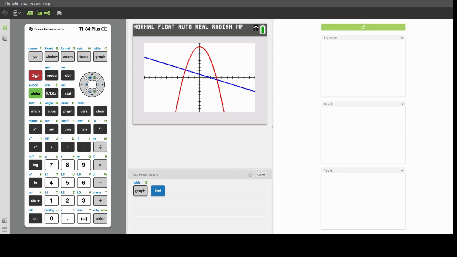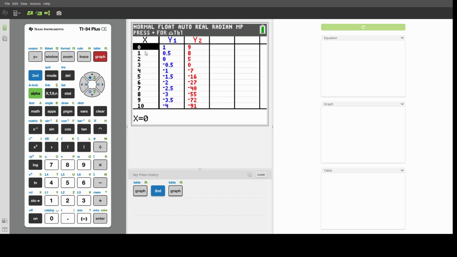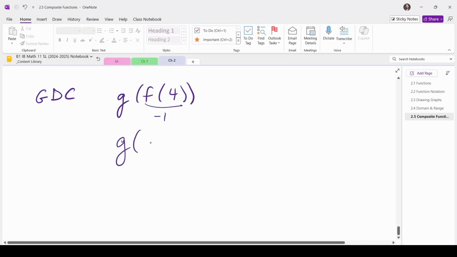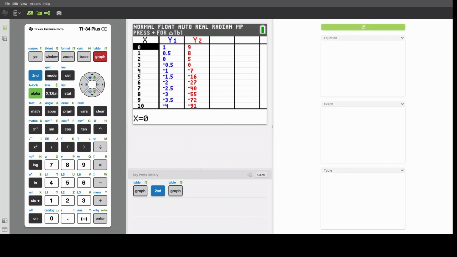We can go second table on the GDC to find f of 4. It is in fact -1. So f of 4 is -1. So let's just write that down quickly. The f of 4 is -1. We got that from the GDC. So now we're getting g of -1. So g of -1 then, we could actually just look at our table here. We could see that g, the y of -1, is going to be 8.